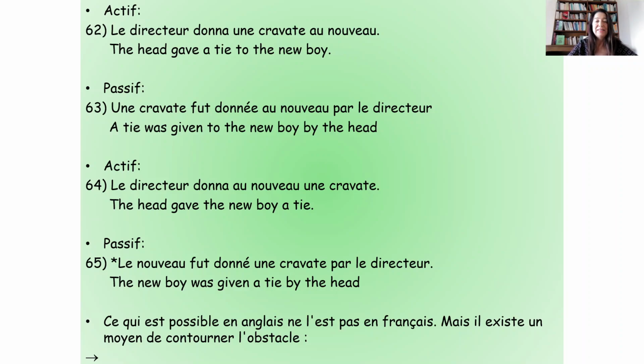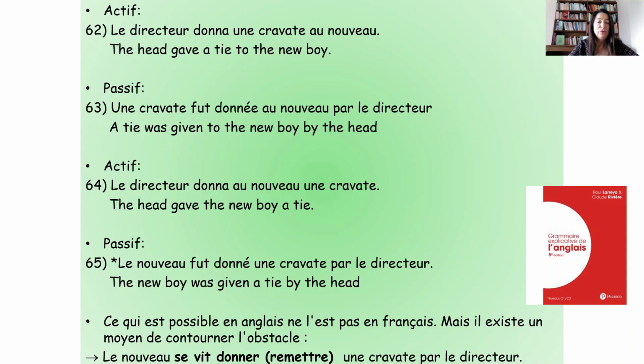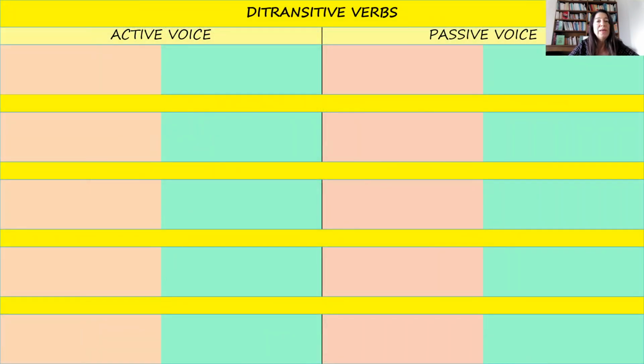For instance, this sentence, the last one here, can be translated into French by le nouveau se vit donner, se vit remettre une cravate par le directeur. These examples are to be found in La grammaire explicative de l'anglais by Paul Larrea and Claude Rivière. Let's sum up the different points that we have just pointed out in the following table.